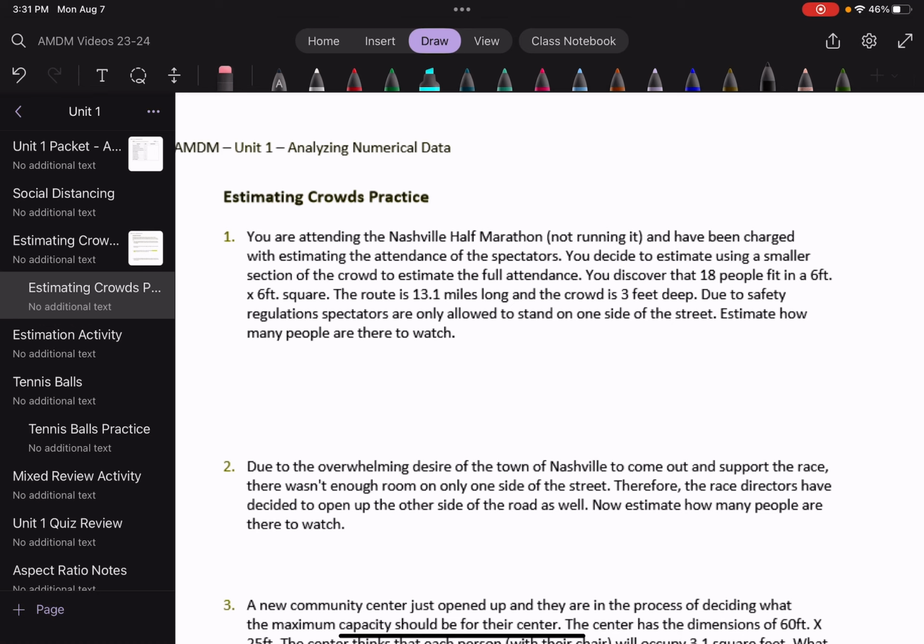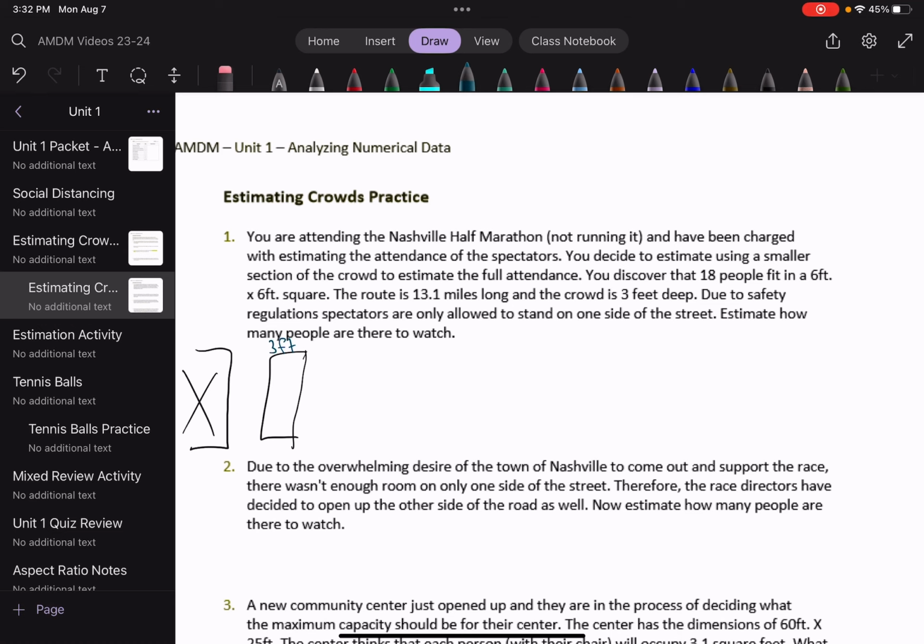So first off, I want to just draw this out for us. We've got runners, but we're not allowed to use one side of the street. They're only allowed to be on one side of the street. Our spectators are. And excuse Miss Adams' drawings, I am not great at drawing. But I know that spectators are standing all along this 13.1 mile long stretch, 3 feet deep. So I know that this is 3 feet deep. I know the length of this is 13.1 miles long.